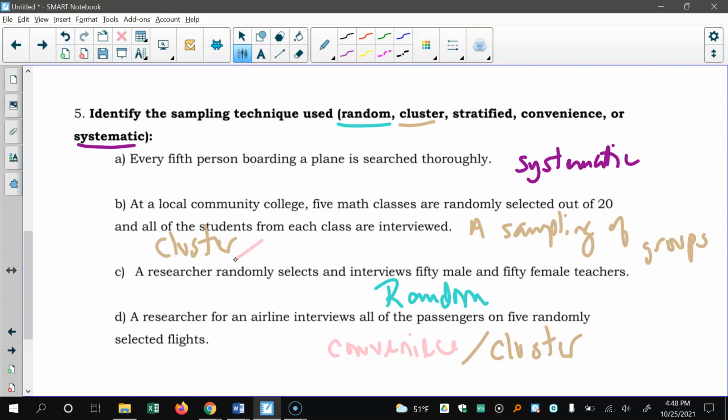I would also say at a local community college, 5 math classes are randomly selected out of 20. That could also be a convenience because you are conveniently targeting those that are already in the community college, but not necessarily.